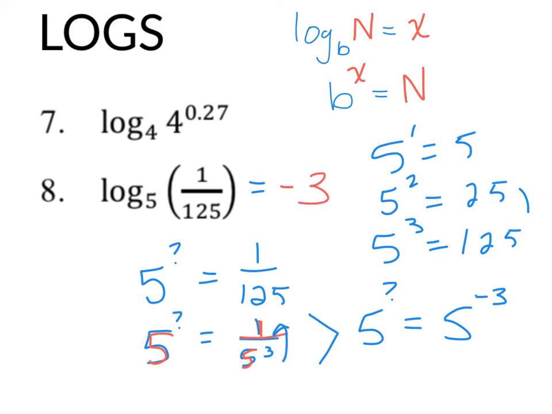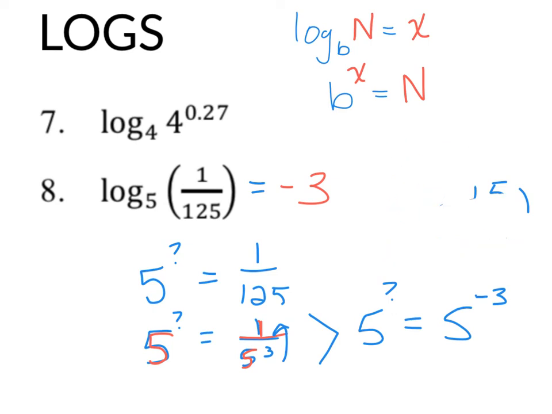And you can always check it. So I'm going to erase a little bit here so we have some room. You can always check your answer just by doing the exponent again. So then we just go 5 to the -3 and see what that equals. That equals 1 over 5 cubed, which is 1 over 125. Check. All right, all done.